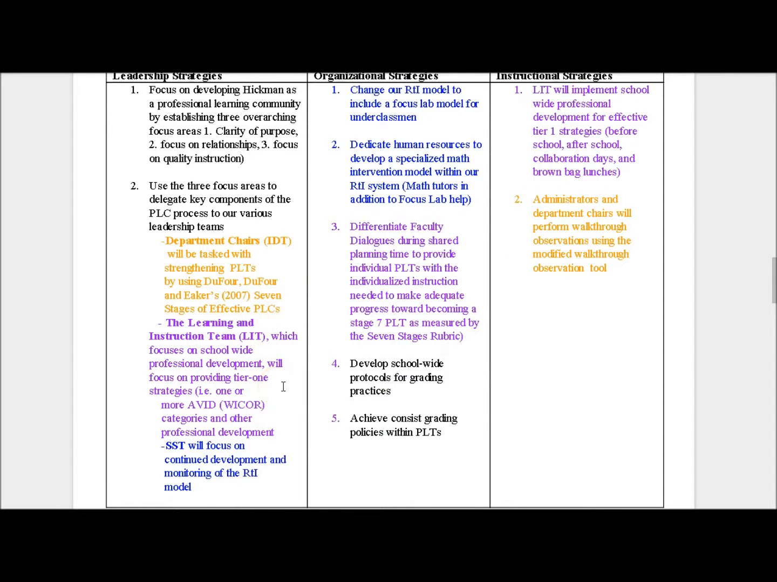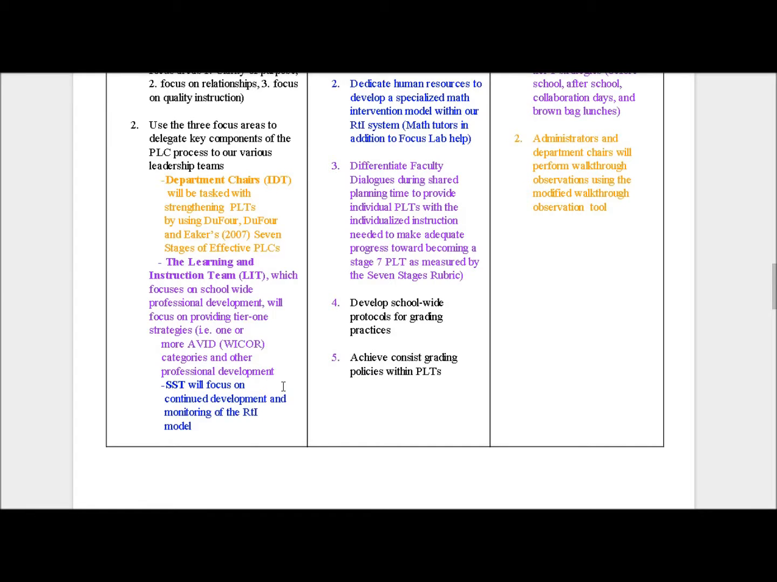The learning and instruction team focuses on our school-wide professional development. So they're going to help us by providing Tier 1 strategies, 1 or more AVID strategies, and implementing that in a professional development model. Again, I want to remind everyone that this goal is written for 14 months. So we have not talked about AVID strategies. We have not talked about specifically Tier 1 instructional strategies, but those things will be coming from our learning and instruction team when the time is right. Our student support team will focus on continued development and monitoring of the RTI model.